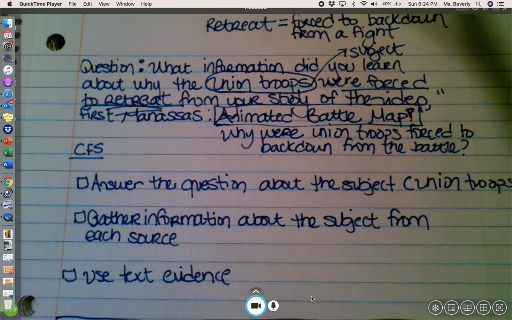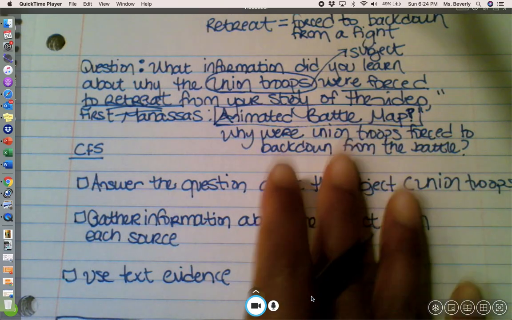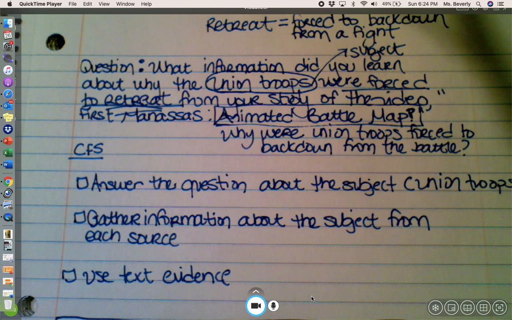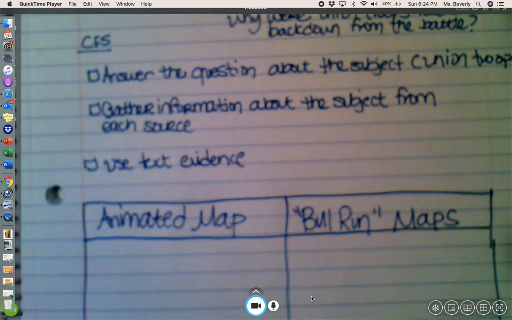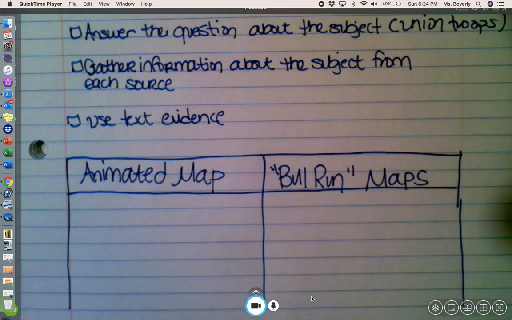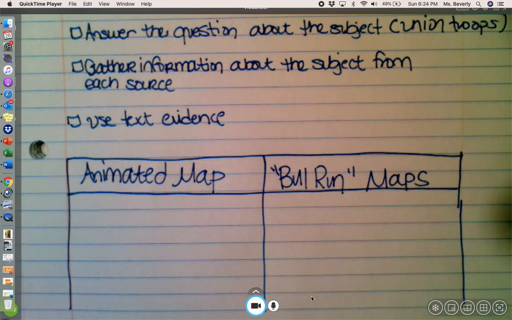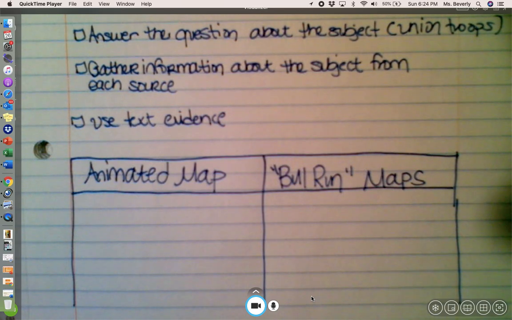Okay, so here's what we're going to do. Of course, we have to go back to the text or go back to the source that we're using to collect key information about this. We're looking for reasons why the troops had to back down from the battle. Okay, so what I'm going to do here is I've copied down this chart, and I would like for you to copy down the CFS in this chart so that you can refer back to it as we are completing the classwork. Take a moment, pause the video to copy down everything you see here. And again, remember that we're looking for why the Union troops were forced to back down from the battle.